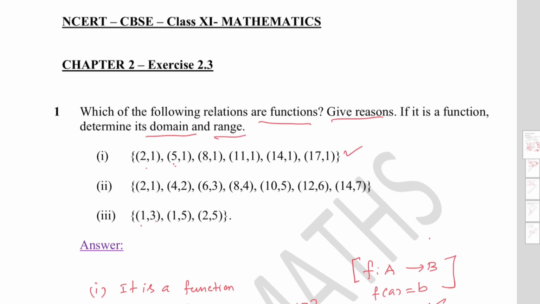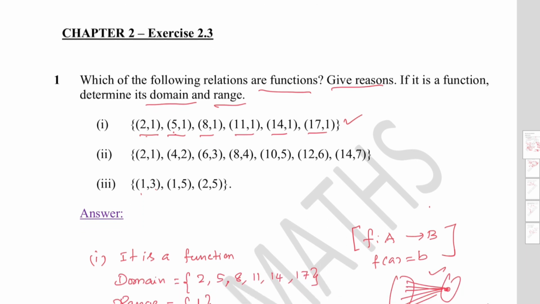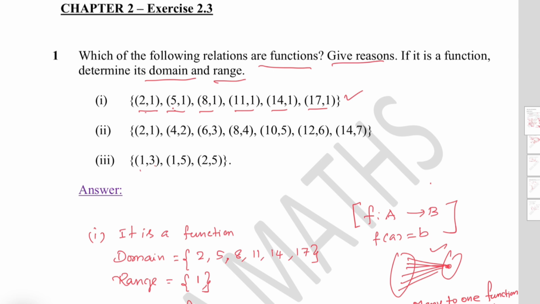The set of ordered pairs are (2, 1), (5, 1), (8, 1), (11, 1), (14, 1), (17, 1). If you observe, no two ordered pairs have the same first element. All the first elements are different, so in that case it's a function. That is, every element of the set will have only one image. If you consider a domain and a range, every element in the domain has only one image, then it is a function.